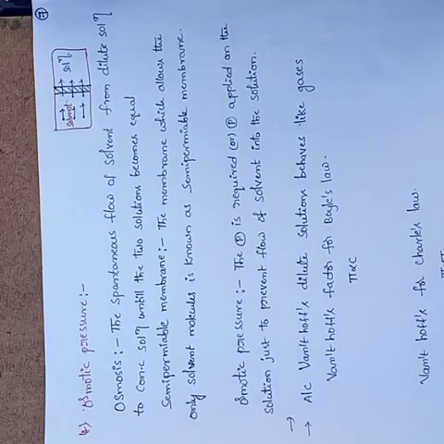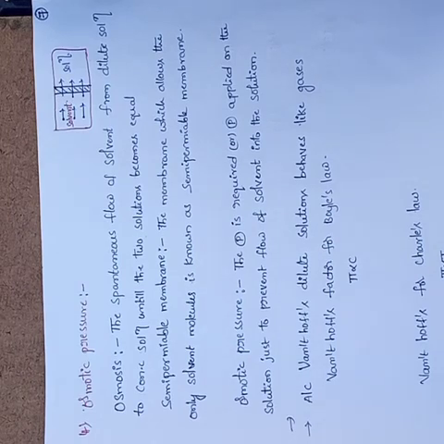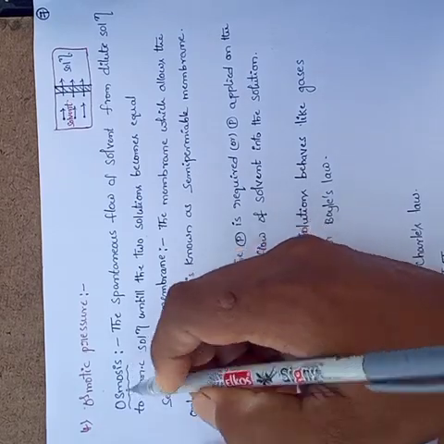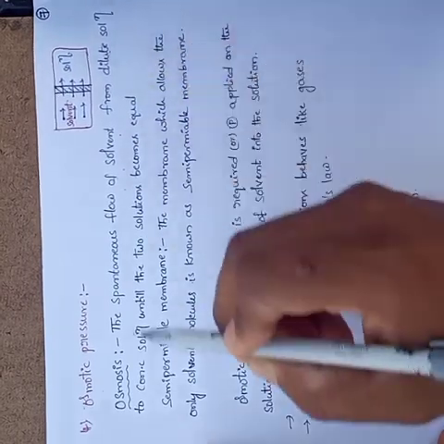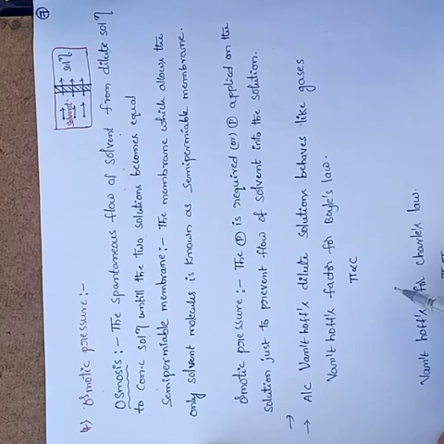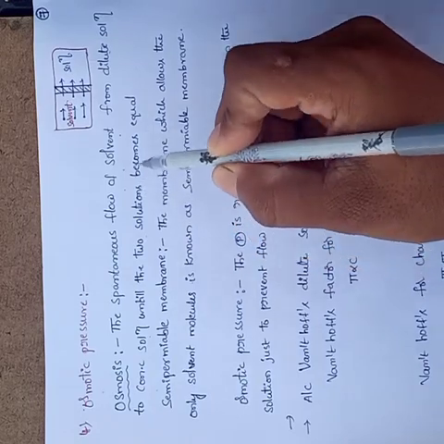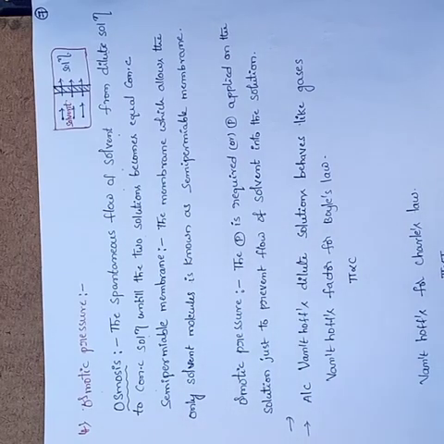So the next colligative property, and the last colligative property, is osmotic pressure. In the earlier sessions we discussed the relative lowering of vapor pressure, elevation in the boiling point, depression in the freezing point, and the last one is osmotic pressure. Osmosis means the spontaneous flow of solvent from the dilute solution to the concentrated solution through a semi-permeable membrane until the two solutions become equal in concentration.